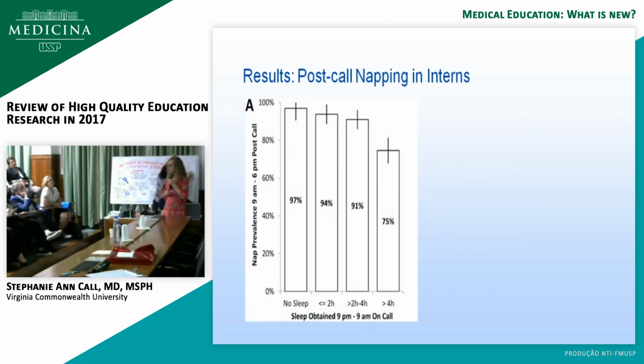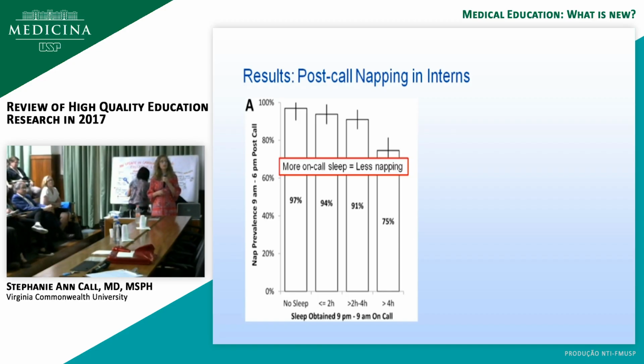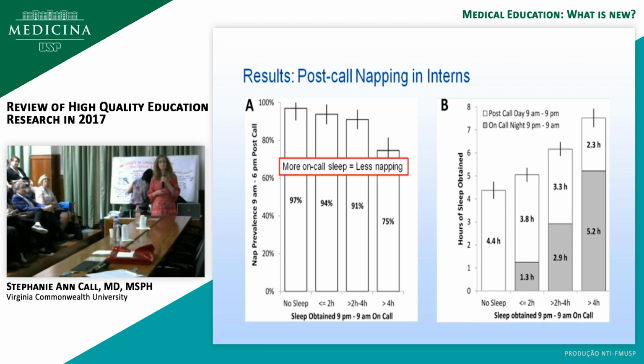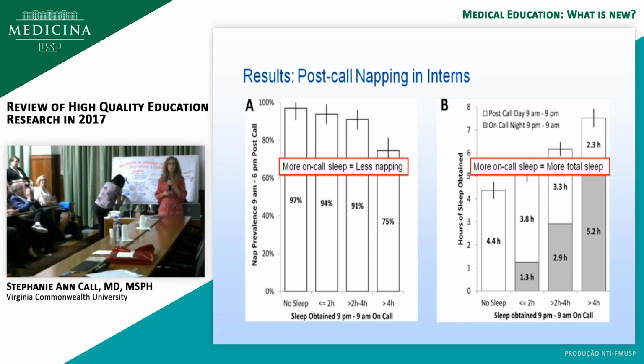If you look at napping after they do a long shift or during the shift, some proportion of residents get naps. So this was the proportion of individuals that got no sleep during a very lengthy shift, less than 2 hours, 2 to 4 hours, or greater than 4 hours. More on-call sleep means less napping. And then if you look at their total hours of sleep obtained, those who actually got some sleep while they were in the hospital, so if a program requires a nap, they sleep better the next day and they get more total sleep, which is where the recommendation from the ACGME came from to require naps for overnight calls.